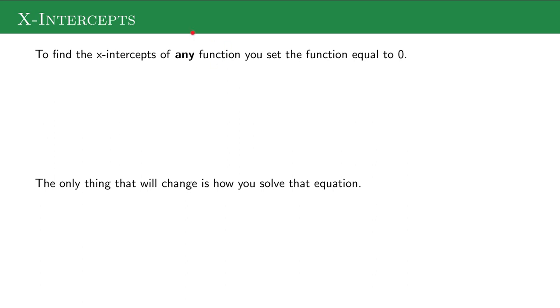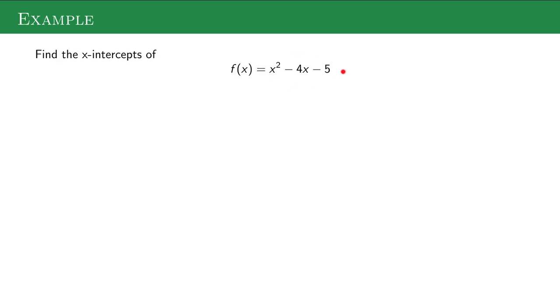For x-intercepts, for any function, you're just going to set your equation equal to 0. That's basically making the y value 0. The only thing that's going to change with x-intercepts is how you solve the equation might be a little bit different. But for this example, we have x squared minus 4x minus 5. First step, set it equal to 0.